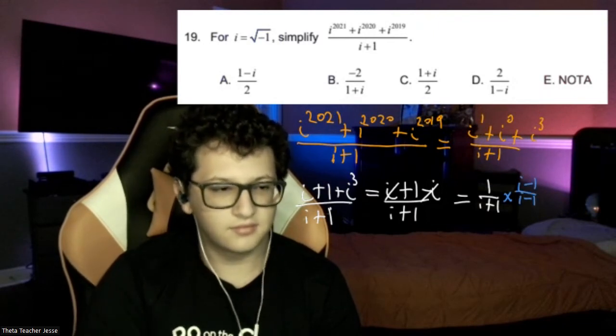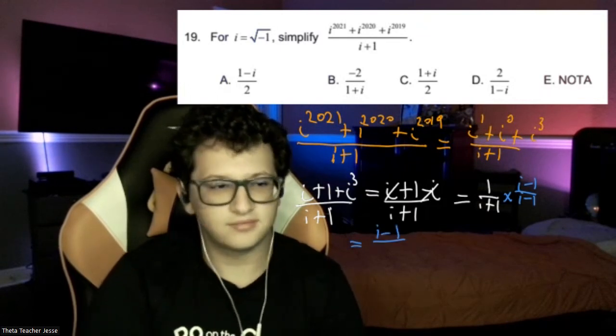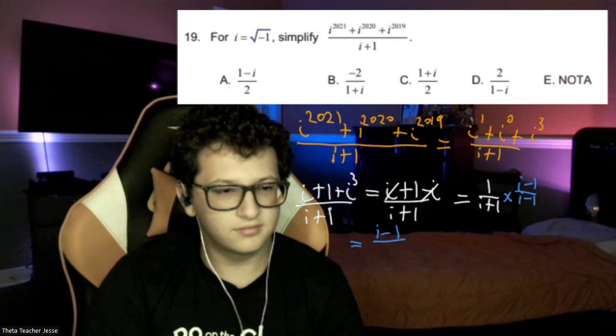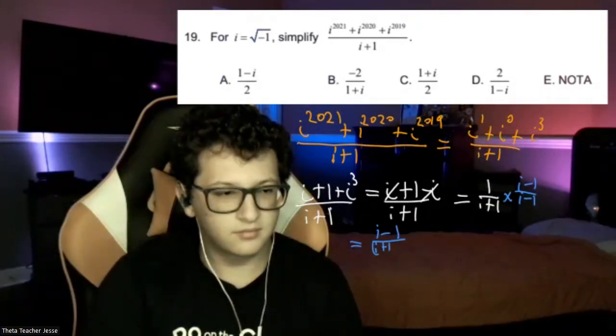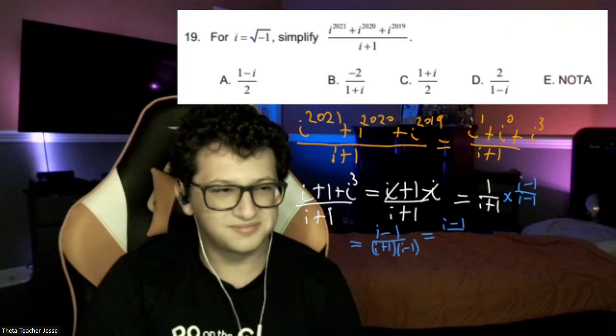So now i minus 1 is our numerator, and our denominator is going to be i plus 1 times i minus 1, which is a squared minus b squared. So what we end up with is 1 plus 1. And you guys are pretty smart, so 1 plus 1 is obviously 2. So we've got a.